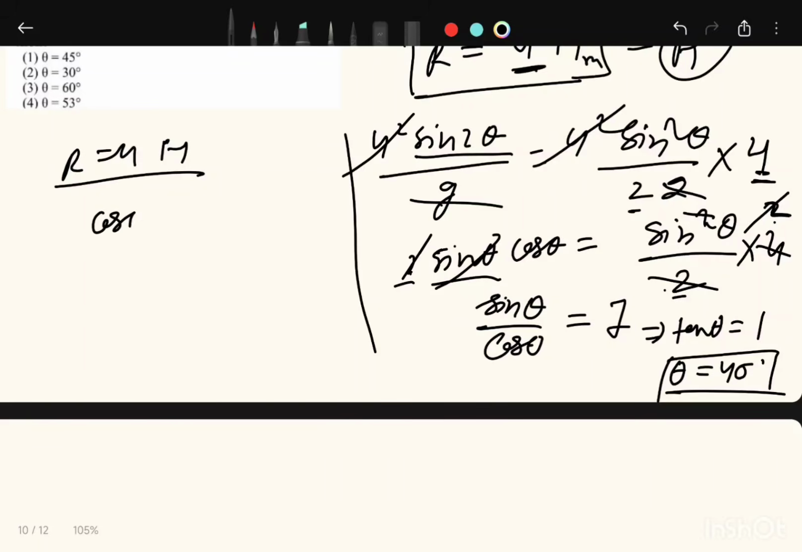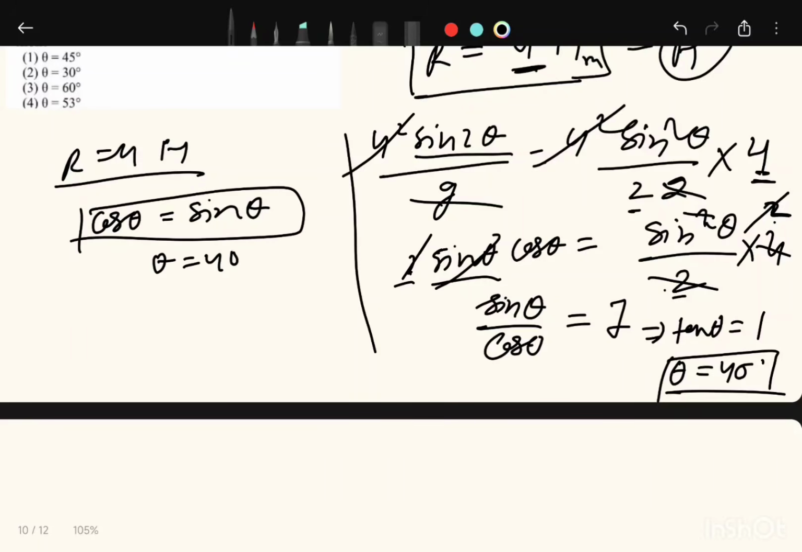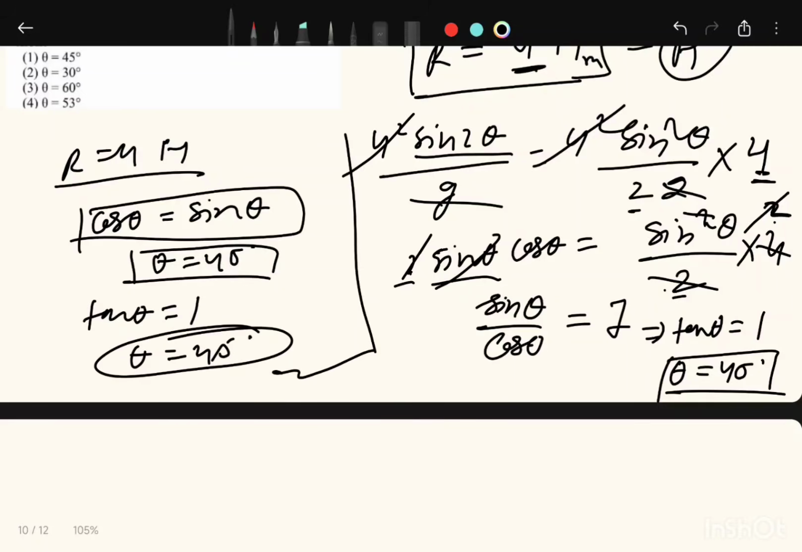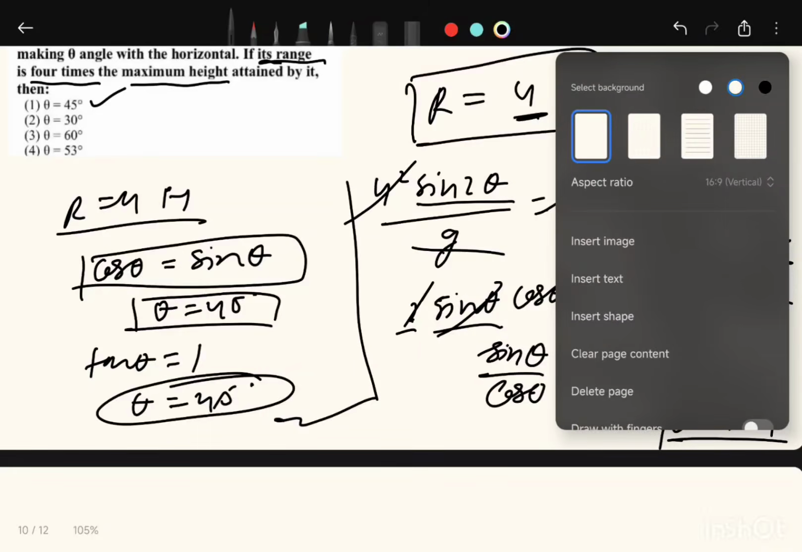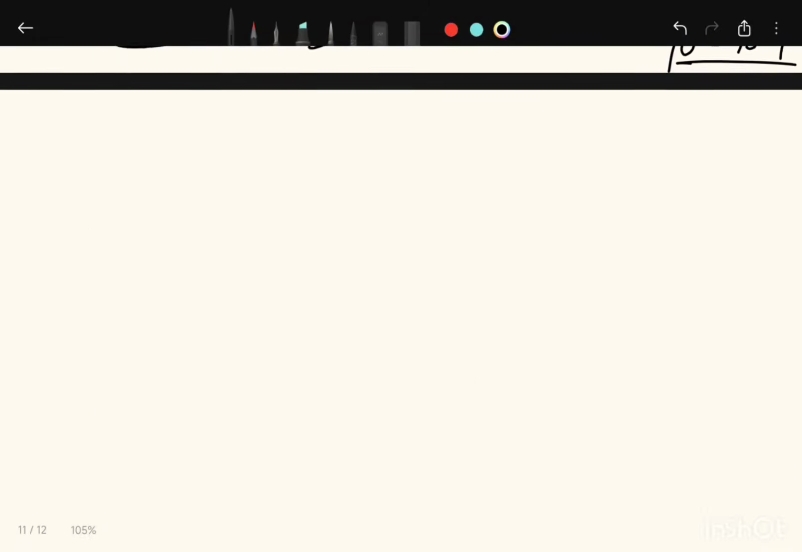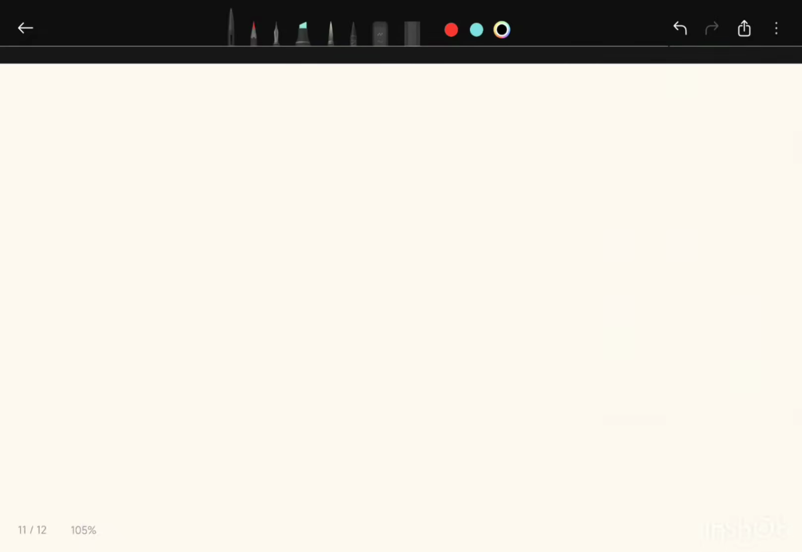It's like this. Cos theta equal to sine theta, right? So both are equal to each other at 45 degree only. Okay. Another way is tan theta equal to 1, and then theta equal to 45 degree. I hope it is clear. So option A is correct. Right. So let me move to question number 24.